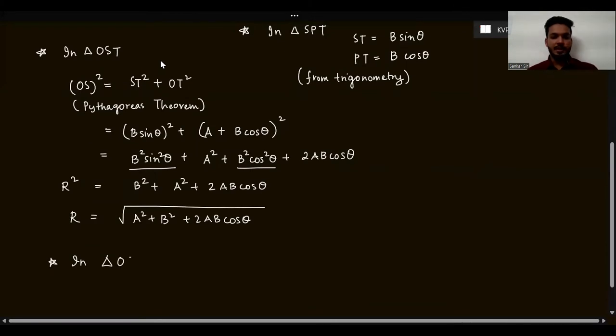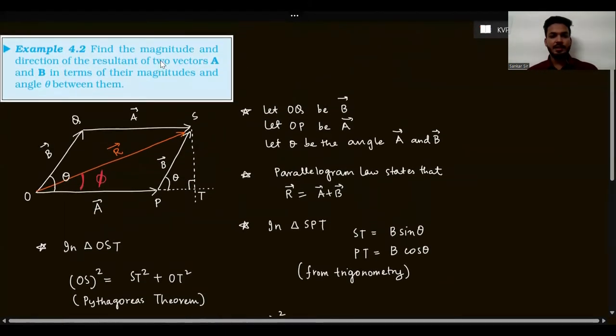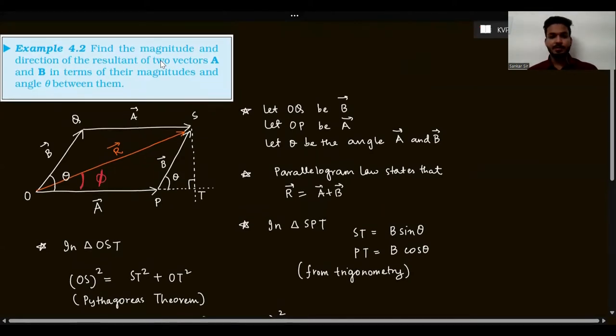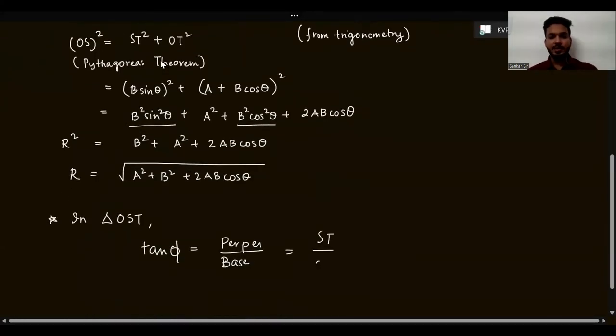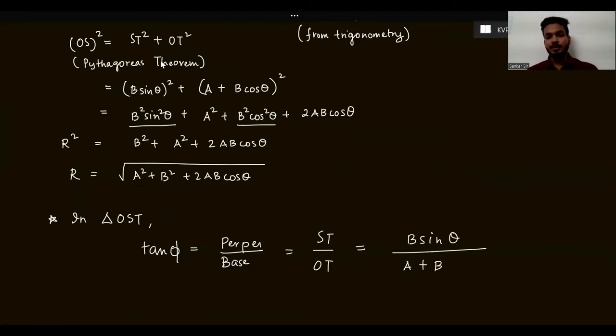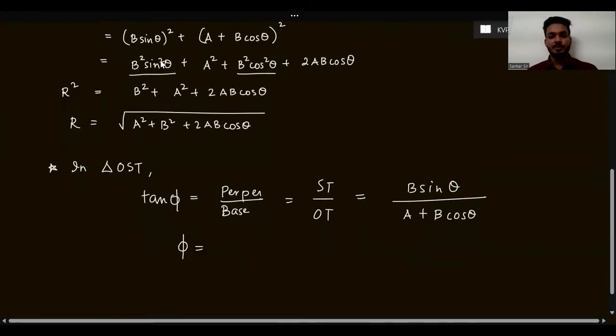again in this triangle OST, you will write like this: in triangle OST, tan phi is going to be equal to perpendicular upon base. So what is the perpendicular here? Perpendicular is ST and the base is OT. So ST by OT. Again, I plug in the values of ST and OT. ST is B sine theta and OT is A plus B cos theta. So whatever this fancy angle phi we took, that is equal to tan inverse of B sine theta upon A plus B cos theta.